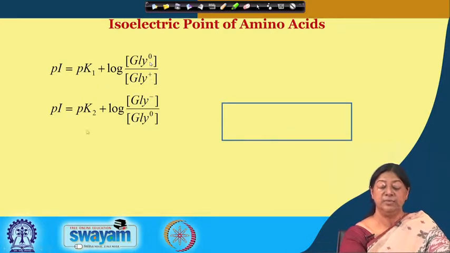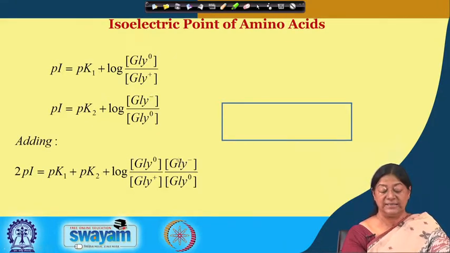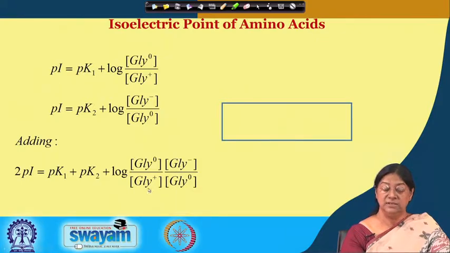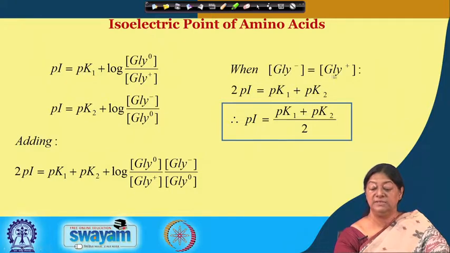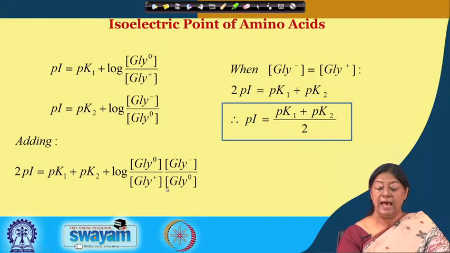In the second step, where we had pK2, K2, we have Gly 0 as the acid and Gly minus as the conjugate base. If we add these two together, we find out that if we look at a specific condition where Gly minus is equal to Gly plus, this part becomes 0 and Pi is equal to pK1 plus pK2 divided by 2.